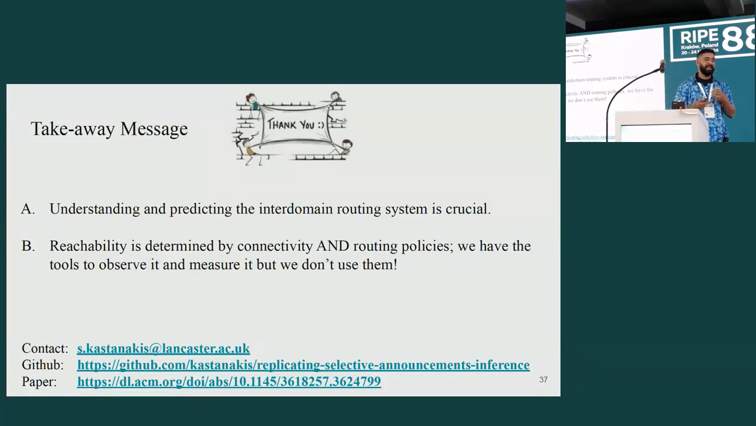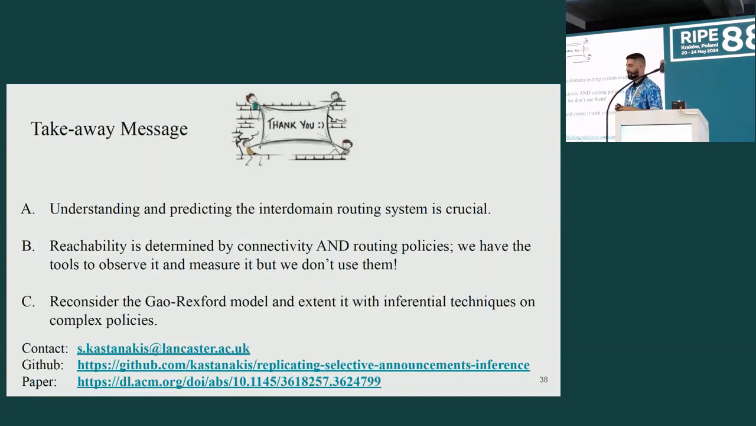configure. And even though we have the tools to observe those actual control plane configurations, and those tools are looking glass servers, for some reason we don't use them. We need to reconsider the Gao export model and extend it with inferential techniques on complex routing policies if we want to overcome this limitation.